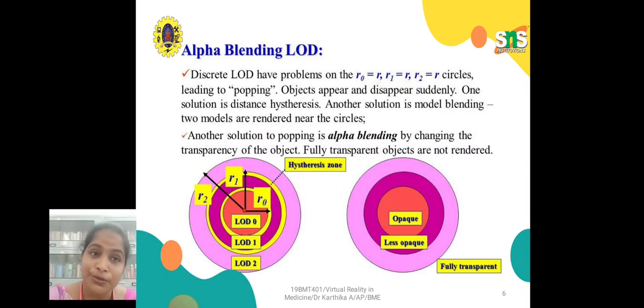Another solution to popping is alpha blending, by changing the transparency of the object. Fully transparent objects are not rendered here. See here, opaque, less opaque, and fully transparent regions. Here we have LOD 0, 1, 2 with distances R0, R1 and R2.